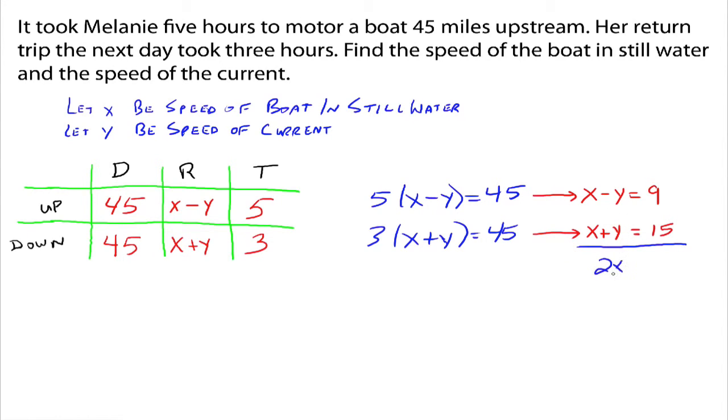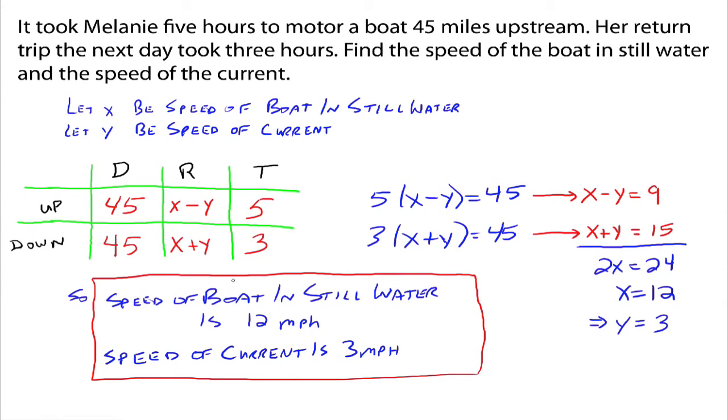So we get 2x is equal to 24. So x is equal to 12. Right? And what did x represent? It represented the speed of the boat in still water. So the speed of the boat in still water is 12 miles per hour. All right? So we know that x plus y has to equal 15, right, from the equation above. So that implies that y has to equal, well, if x is 12, 12 plus what equals 15, y equals 3. So the speed of the boat in still water is 12 miles per hour, and the speed of the current is 3 miles per hour.